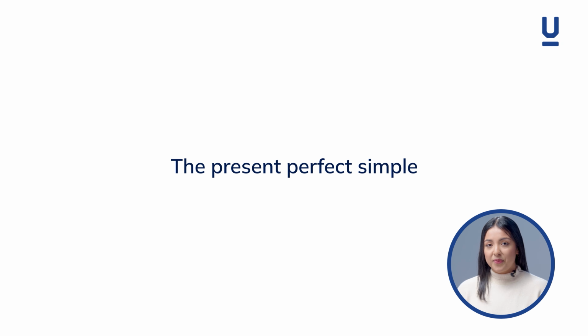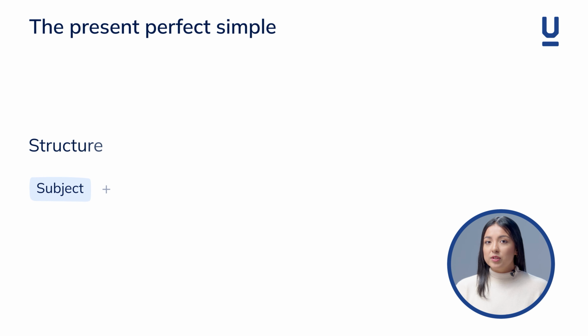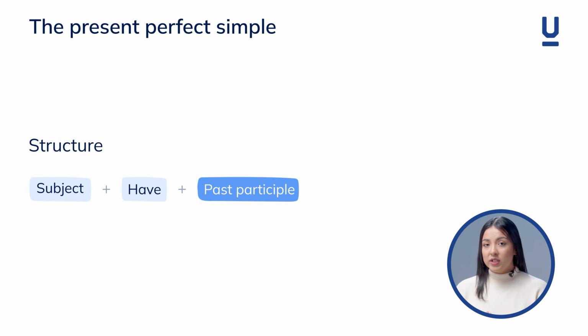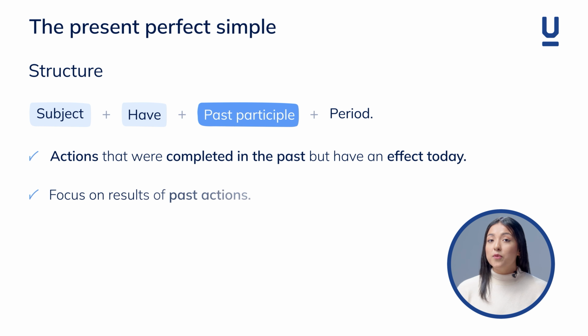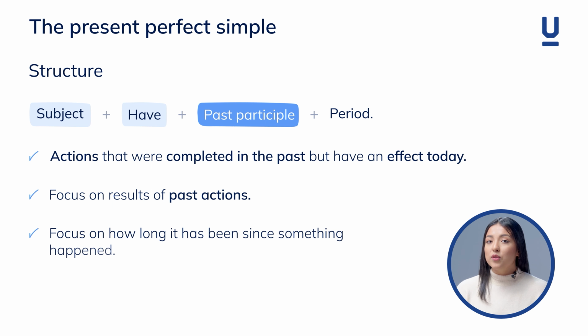The present perfect simple. Subject plus have plus past participle plus period. We usually use the present perfect to talk about actions that were completed in the past but have an effect today. Focus on results of past actions. Focus on how long it has been since something happened.